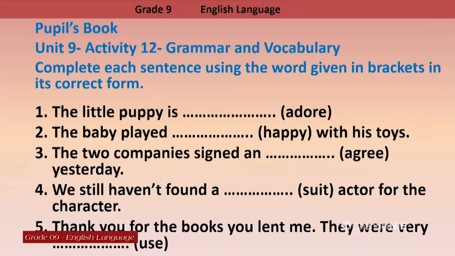The little puppy is blank, adore, that means very nice, very cute. Number 2, the baby played a blank, happy with his toys. Number 3, the two companies signed an blank, within brackets you have agree, yesterday. Number 4, we still haven't found a blank suit, within brackets, actor for the character. Number 5, thank you for the books you lent me. They were very blank, and within brackets you have the base word use.